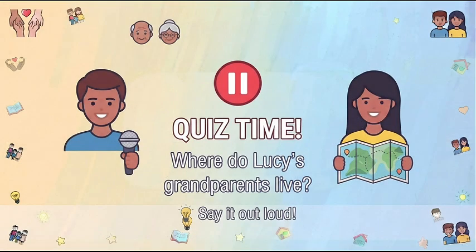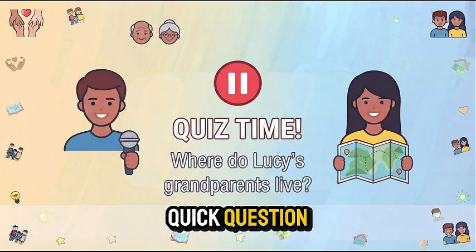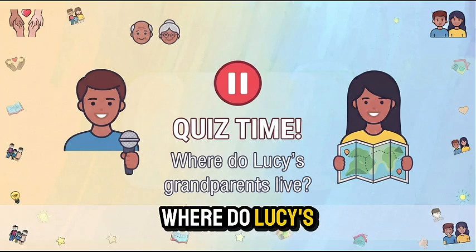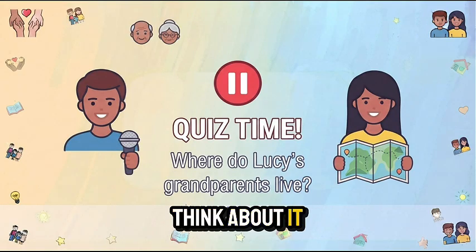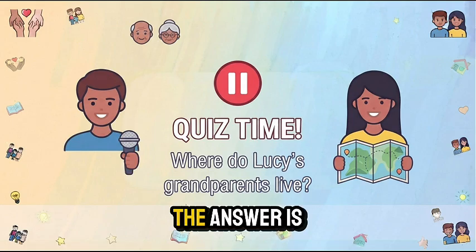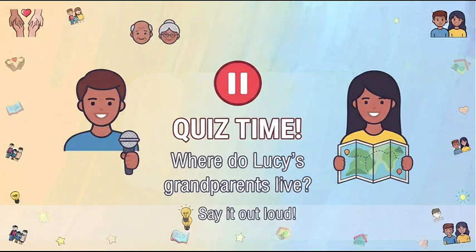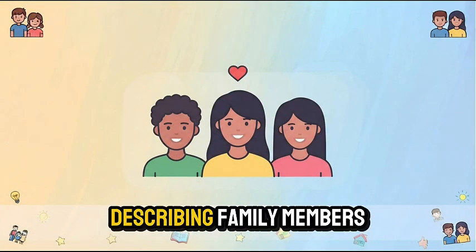Pause the video. Quick question. Where do Lucy's grandparents live? Think about it. Say the answer out loud. Great. The answer is in the same city. Let's continue. Part 5. Describing family members.